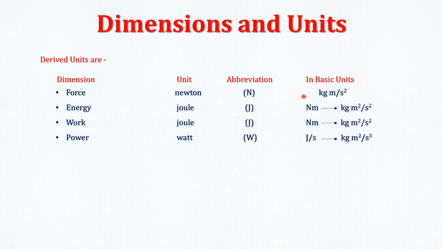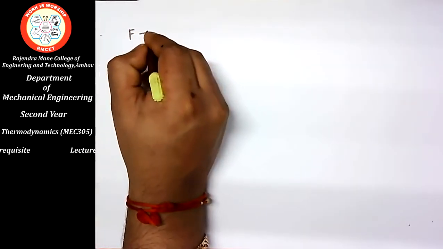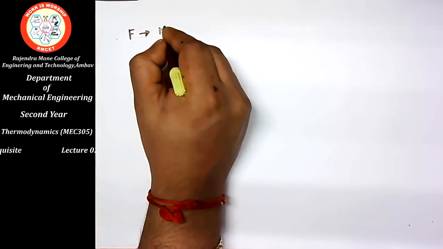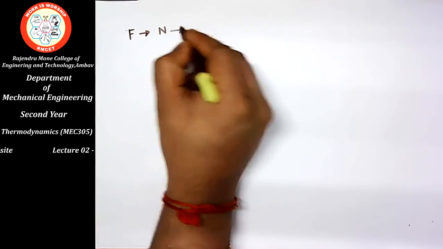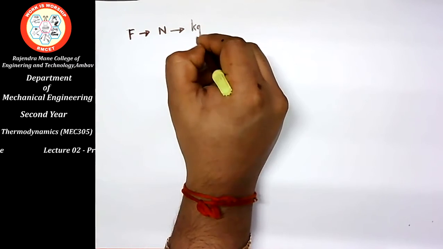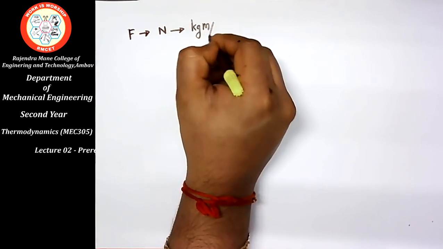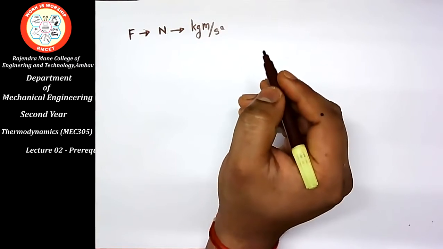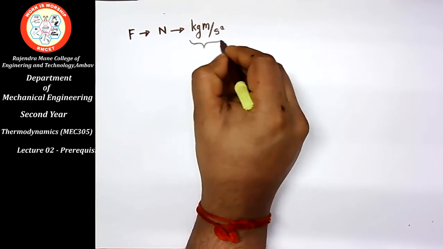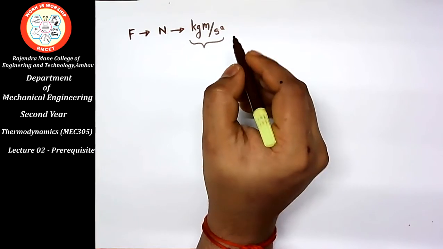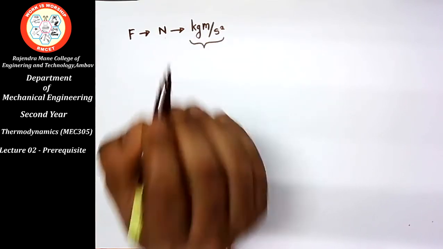Why is this very much important? If we know these basic units, we can generate the formula for the quantity. I will take the example of force. Force, its unit is Newton, which is a derived unit. If we convert that to basic units, I will get kg meter per second square. Now how is it important?